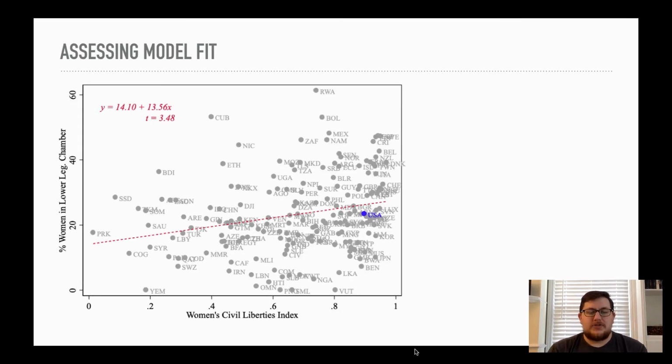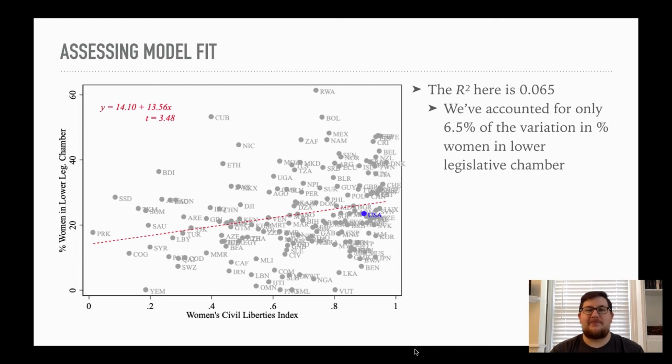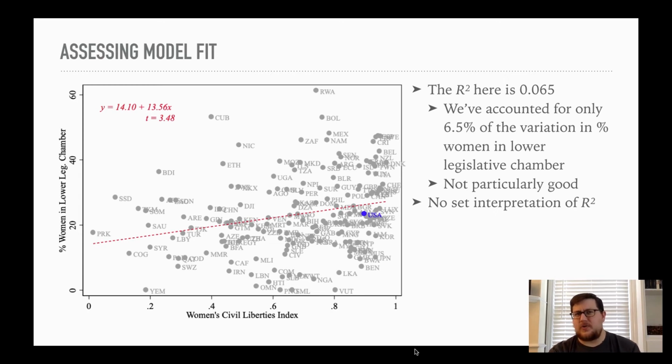Okay, so assessing model fit, going back to our example data, I ran it through the program and I got an R squared value of 0.065. So we've accounted for only 6.5% of the variation in percent women in the lower legislative chamber in our 173 sample observations. That's not great. Not great.